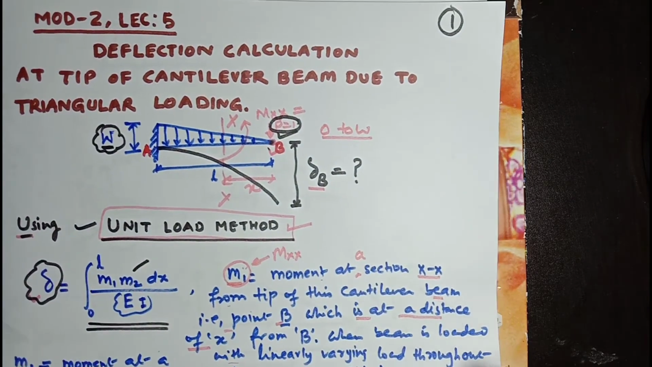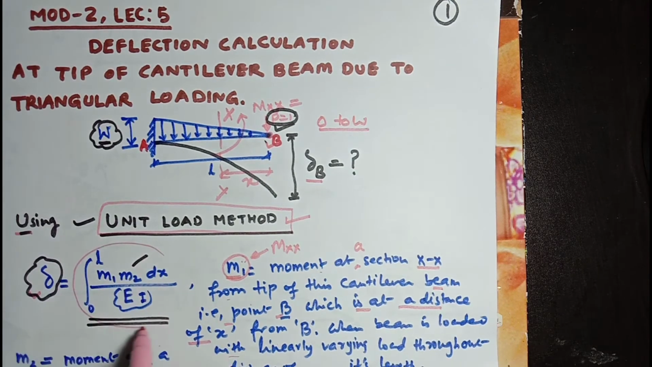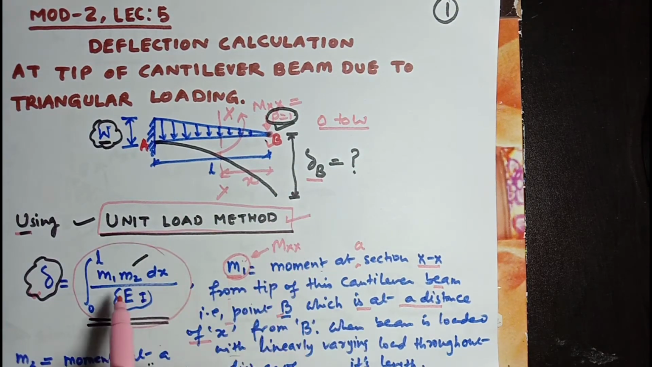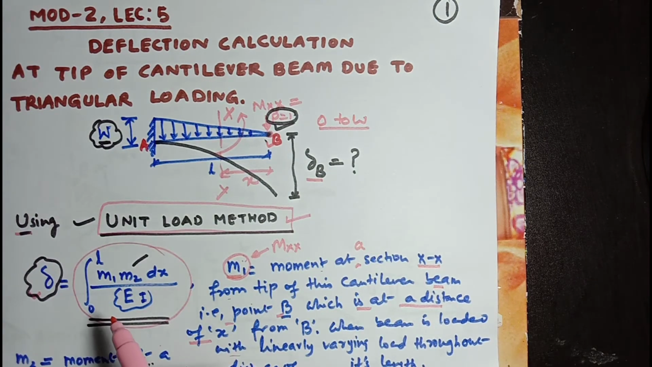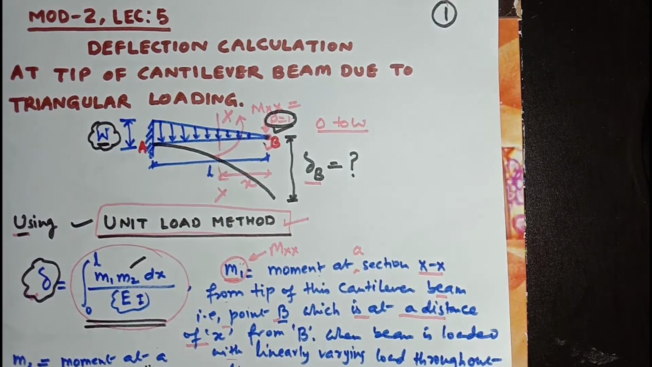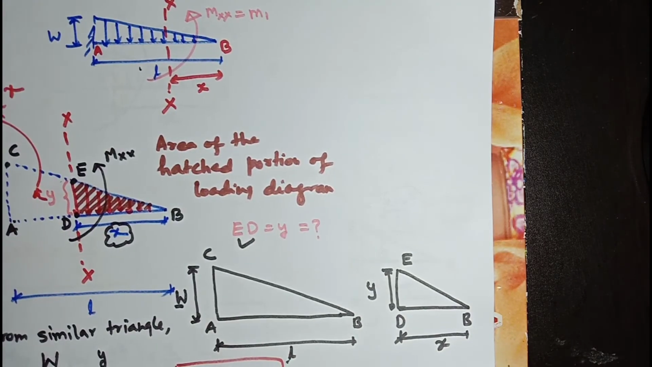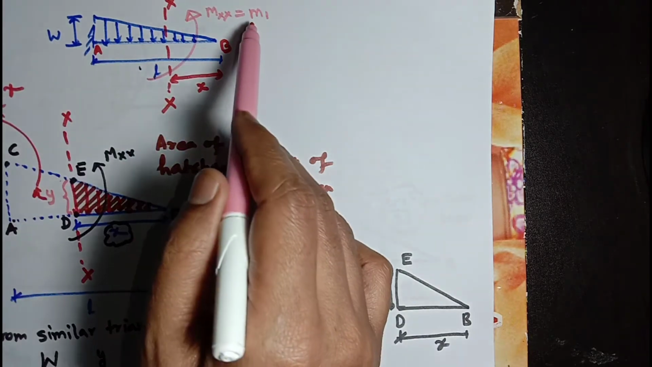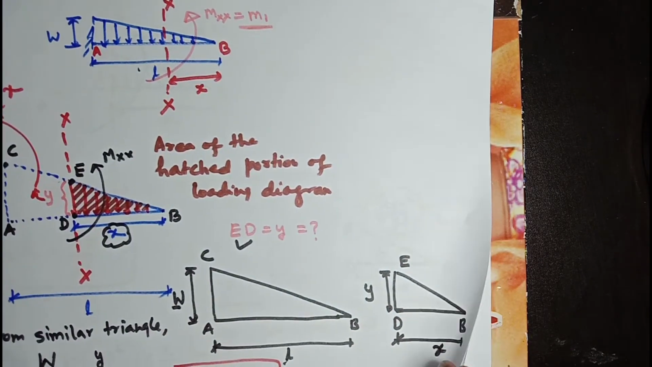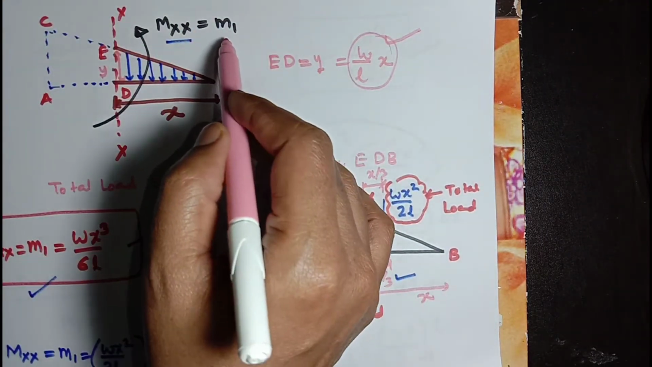I want to show its preview. We have followed this expression to calculate deflection delta B, which is a general expression for calculation of deflection at any point through the unit load method. We need to find M1 and M2. Then there are two procedures we have gone through. We have just calculated M1, and here the procedure continued for M1.